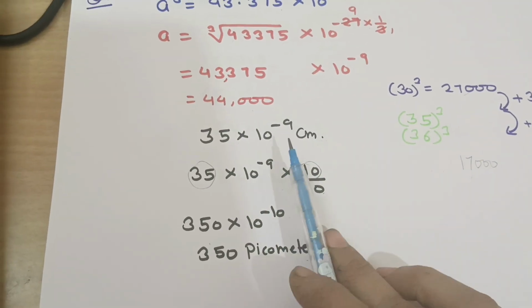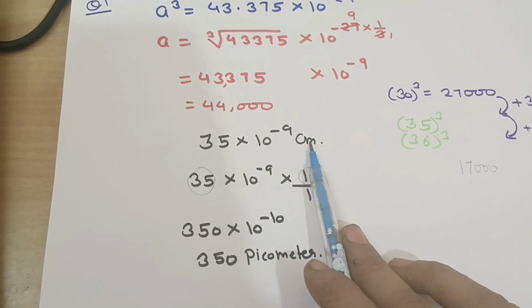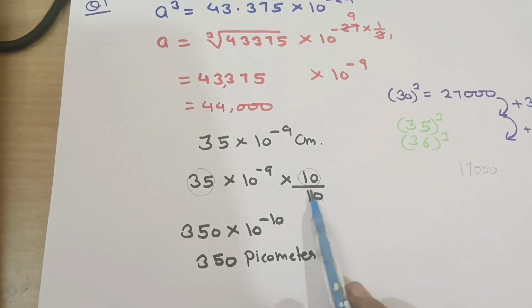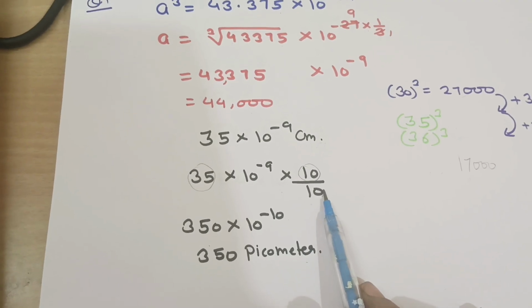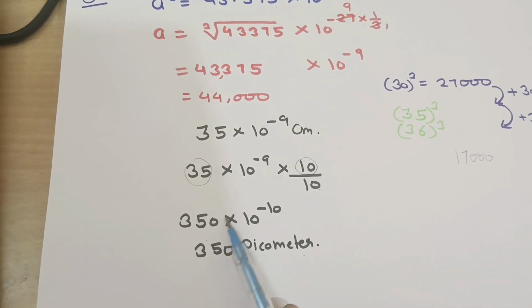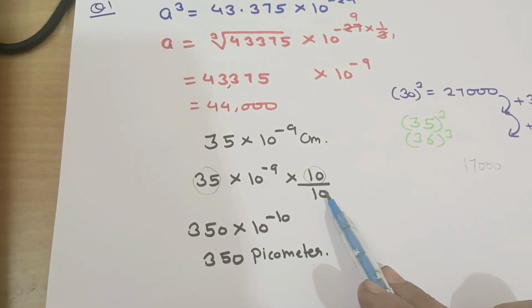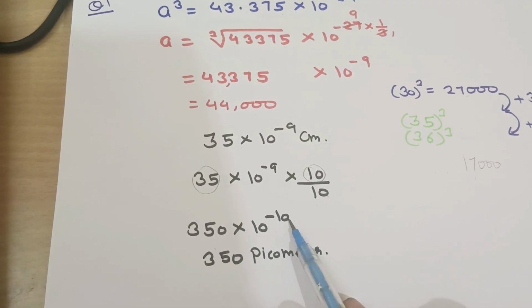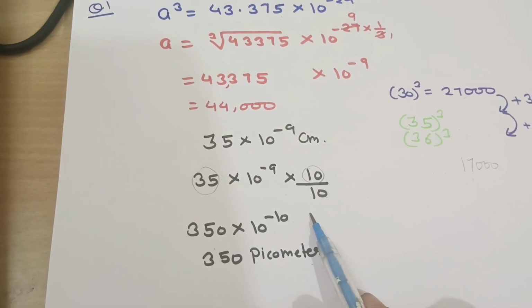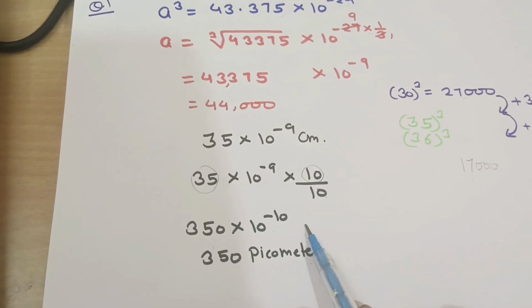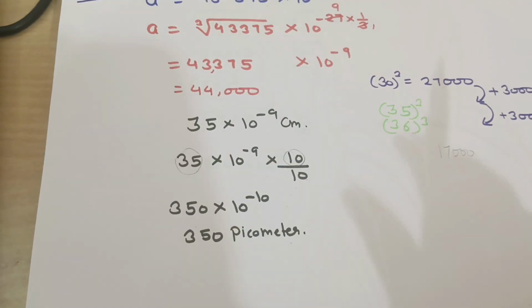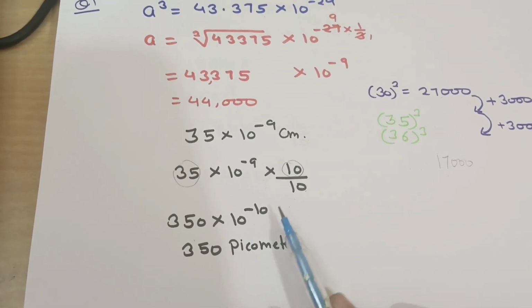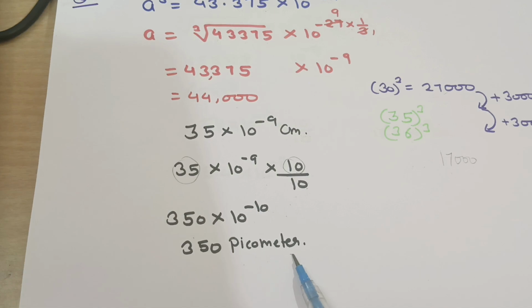This is in centimeter. Then we want the answer in picometer. Then multiply by 10 and divide by 10. So we get 35 into 10, 350. This comes up, and 350 into 10 to the power minus 10 centimeter. We know that 1 picometer equals 10 to the power minus 10 centimeter. Then the answer is 350 picometer.